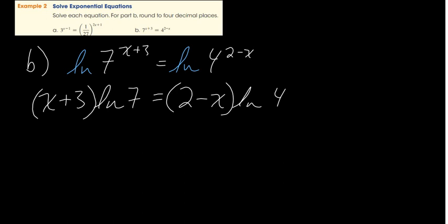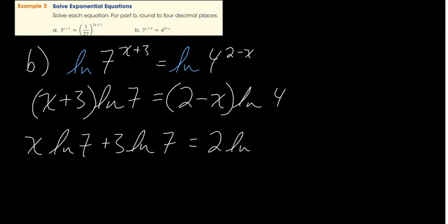And of course, now we distribute. So we're going to say x natural log of 7 plus 3 natural log of 7. It's going to be equal to 2 natural log of 4 minus x natural log of 4. Okay, and let's split that up a little bit.